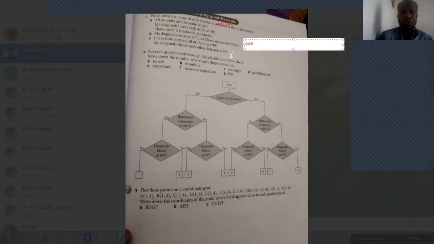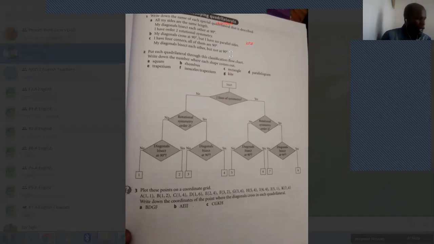The third one, I have 4 corners. All of them are 90 degrees. Of course, this one has already eliminated the likes of a kite, a trapezium, an isosceles trapezium, as well as a rhombus and a parallelogram. We are now left with only 2, a square and a rectangle. My diagonals bisect each other, but not at 90 degrees. A square has diagonals that bisect each other at 90 degrees, but a rectangle doesn't, which means this one is a rectangle.